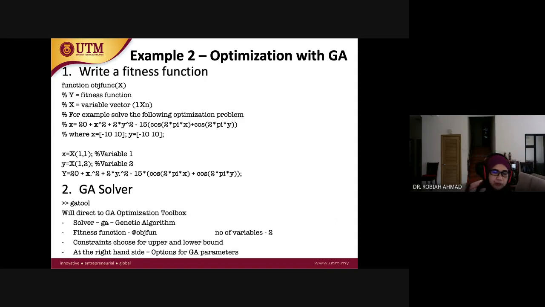Okay, to do the solver, we still need to write the function. The fitness function is a must because we're going to call this fitness function in our solver. So please can you write the function first in your Matlab? It's optional if you want to put the comment here.